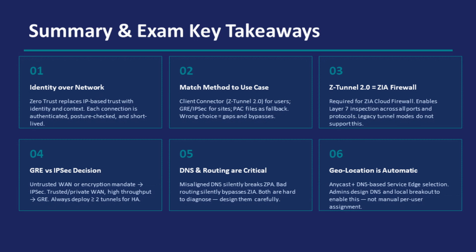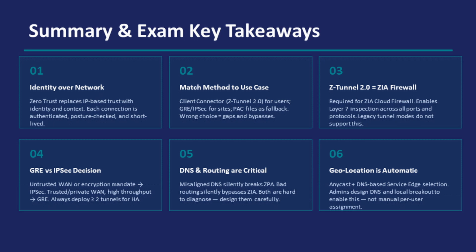With local breakout, the Sydney branch sends internet traffic directly out the local connection. It reaches a Zscaler service edge near Sydney in 10 to 20 milliseconds. Every application runs faster. Users notice the difference immediately. This is especially critical for latency-sensitive workloads like Microsoft Teams, Zoom, Google Meet, and any real-time collaboration tool.